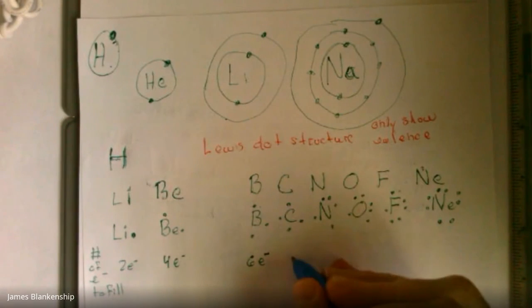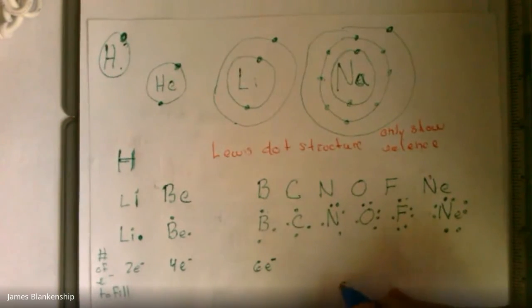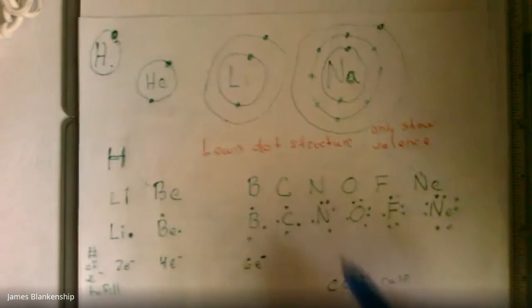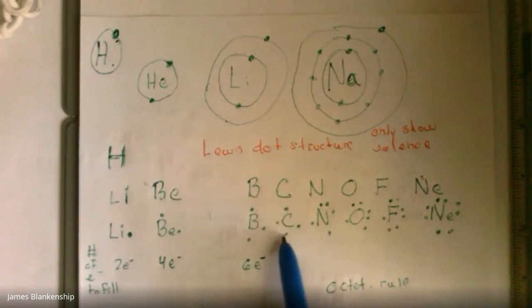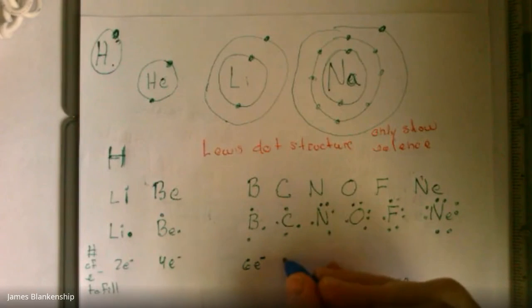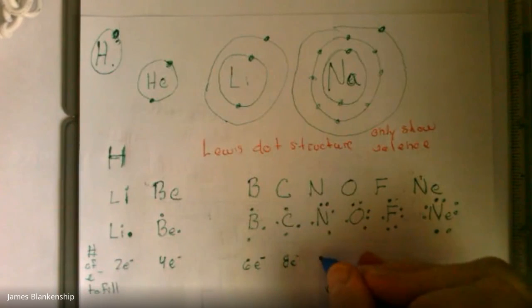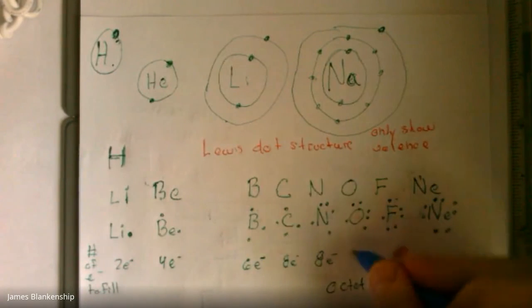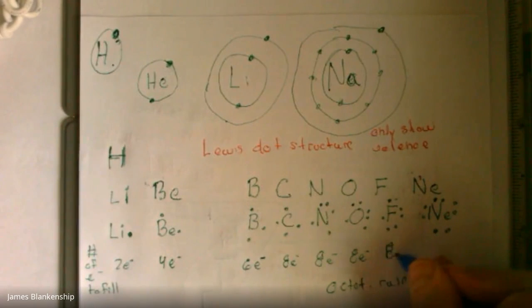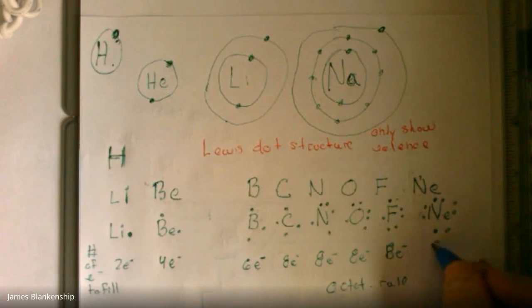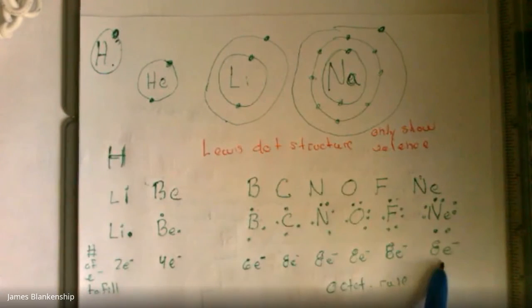Now we have where you are probably going to hear about the octet rule. You may not have heard it yet, but it says that in order to be completely happy, you want to have a full octet out here, which means this carbon wants to have 8 electrons, which means it needs 4. This nitrogen wants to have 8 electrons. The oxygen wants to have 8 electrons. The fluorine wants to have 8 electrons, and the neon wants to have 8 electrons. Neon already has 8 electrons. So neon is complete.